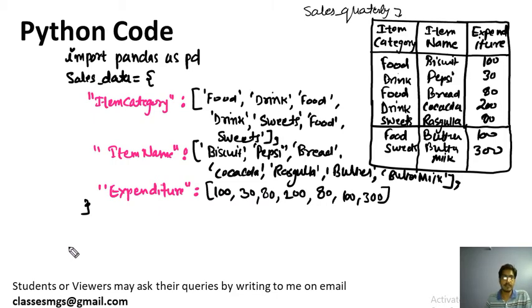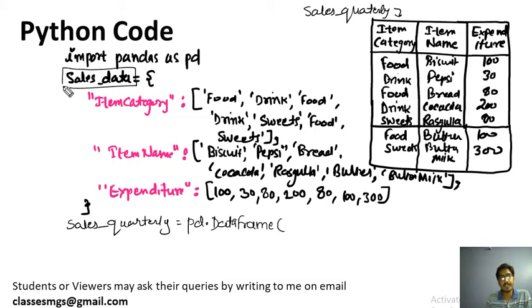Sales_quarterly is the name of the data frame, so I can create it. Sales_quarterly equals, which method do we use to create the data frame? The pd.DataFrame method. I will simply pass this dictionary, sales_data, and it will create this data frame for you. As soon as you write this line, it will create this table. So you should know how to create this table.